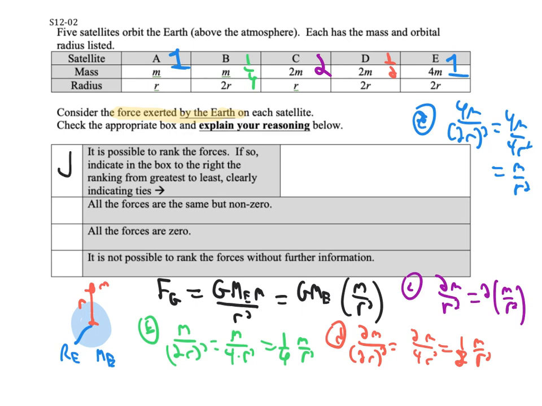And now our answer is pretty clearly going to be C is the largest, A and E are the same, and then D is bigger than B. So we have C greater than A or E, greater than D, greater than B.